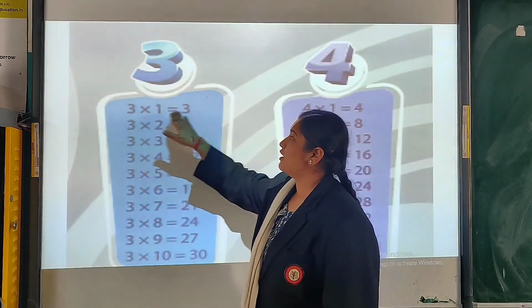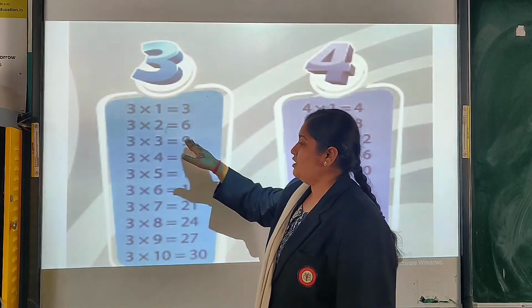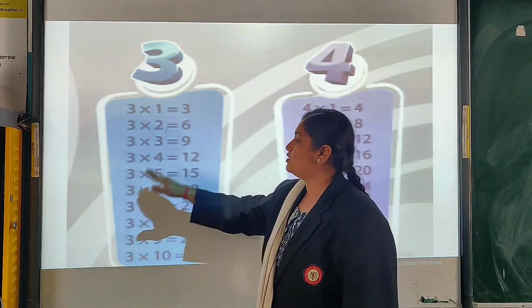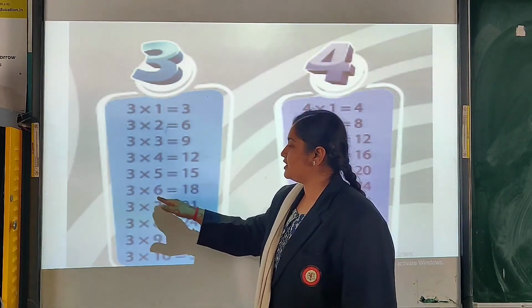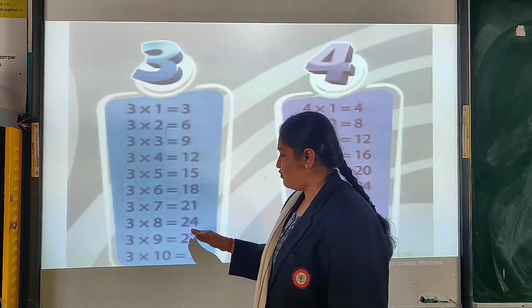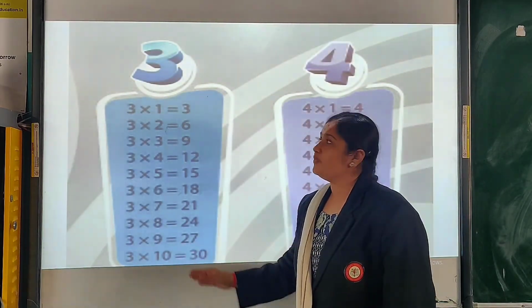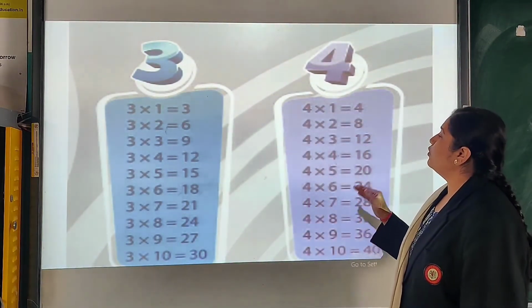So, 3 ones are 3, 3 twos are 6, 3 threes are 9, 3 fours are 12, 3 fives are 15, 3 sixes are 18, 3 sevens are 21, 3 eights are 24, 3 nines are 27, 3 tens are 30. Then, table of 4, okay?